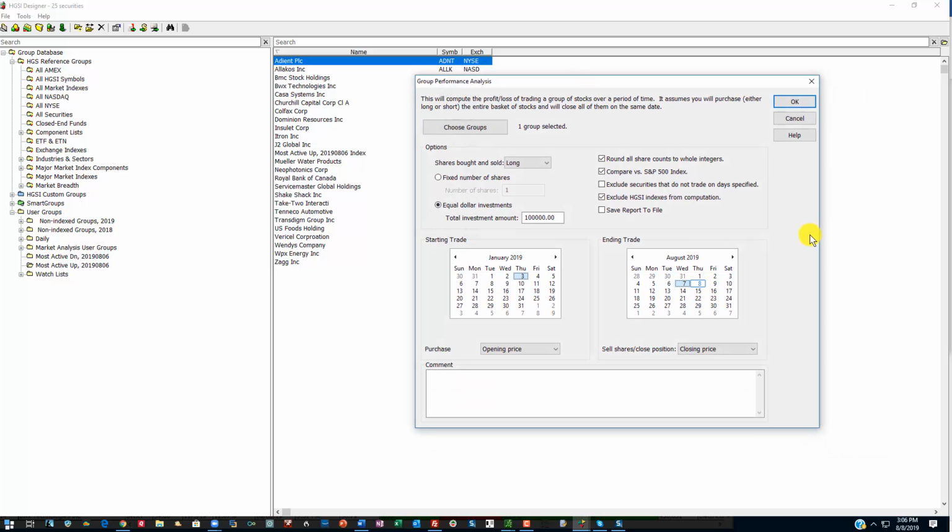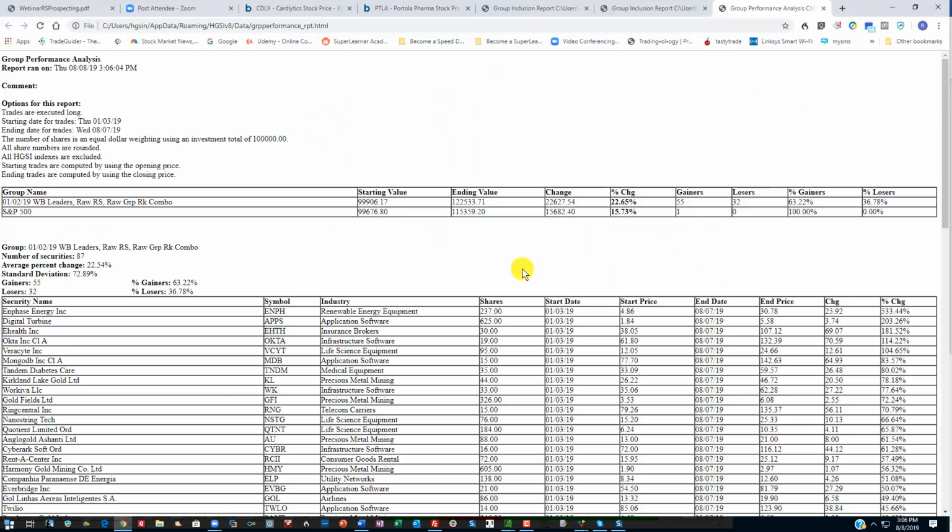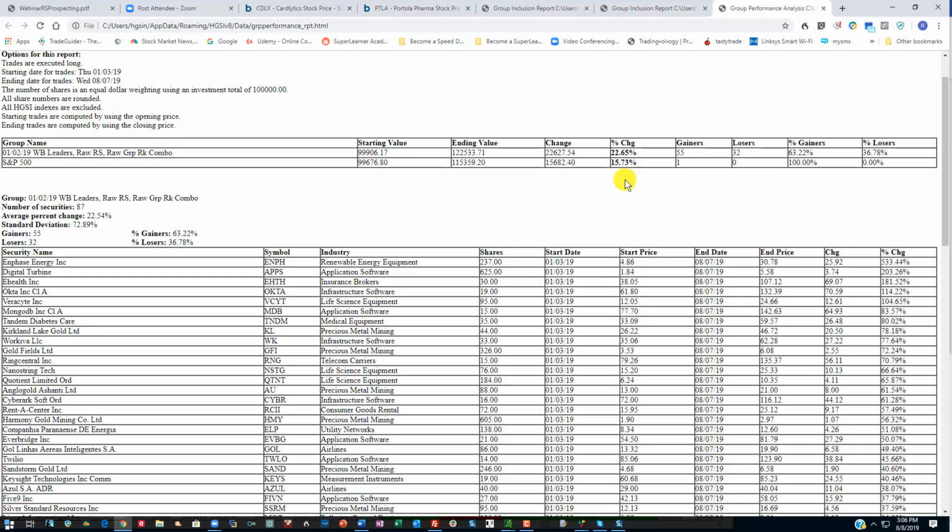So I am just taking the group from the 2nd and started on the 3rd. And out of that group, there were 55 gainers and 32 losers up through yesterday. And the group returned 22.65% if you would have bought every one of them and equal dollar weighted them. Now that outperformed the S&P 500. You know, that, what, 6-7 percentage points?